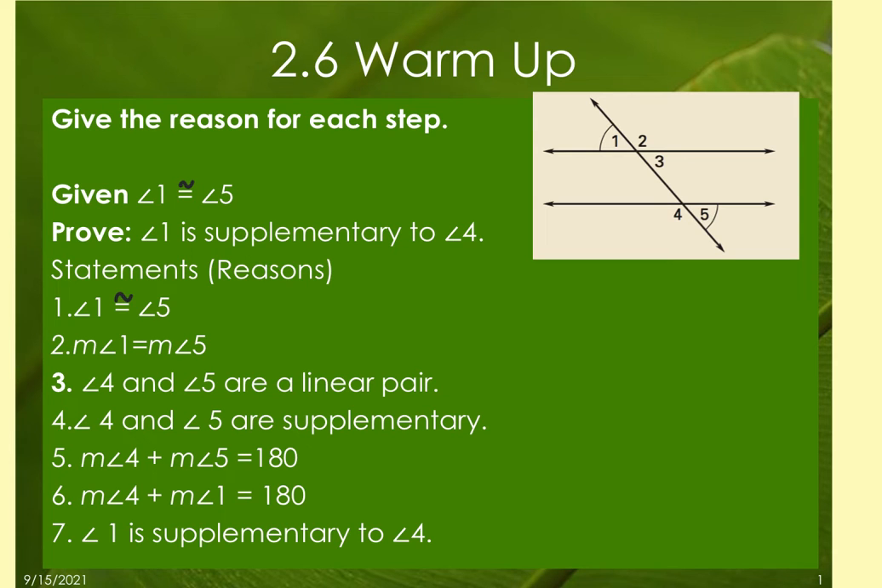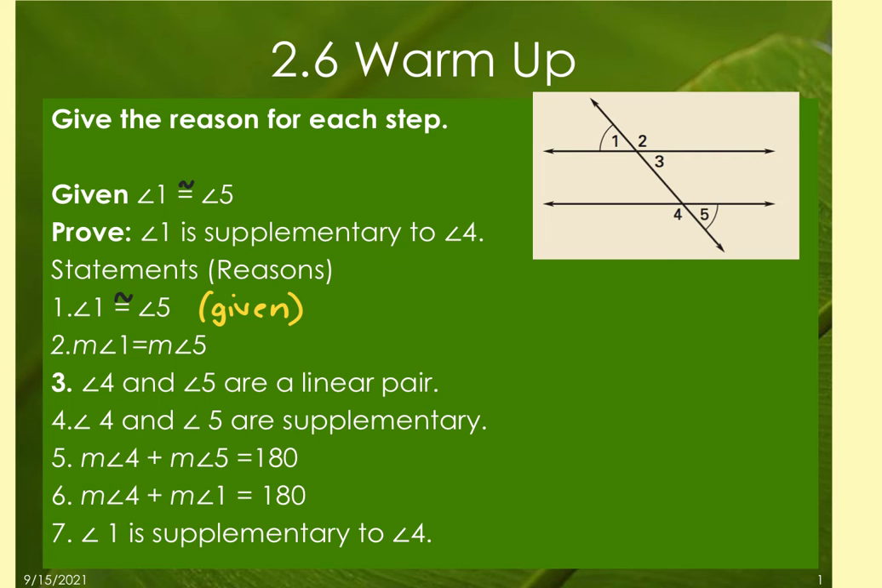All right, this one says, give the reasons for each step. So first of all, you have your diagram, right? And then you've got given angle 1 is congruent to angle 5. Prove angle 1 is supplementary to angle 4. So our first reason is what? Given. That's the information that's given to you, okay? Which either comes from a statement that says given, or it could come from the picture as well.